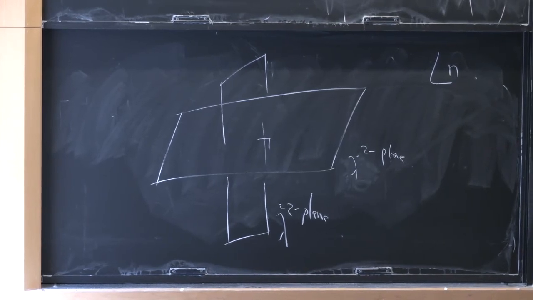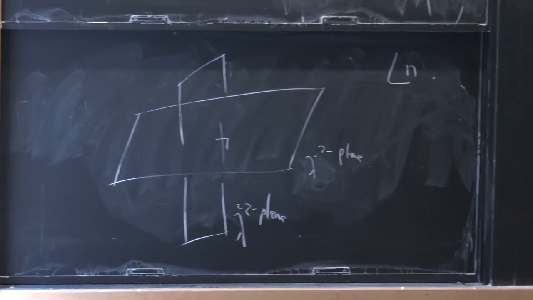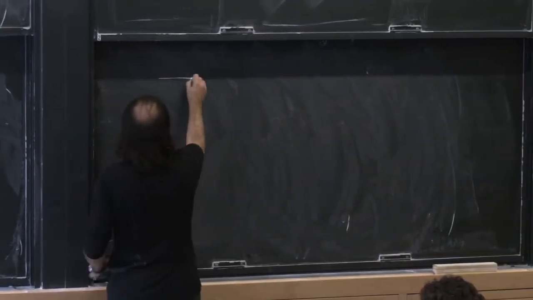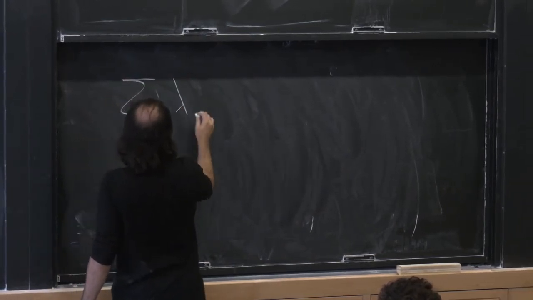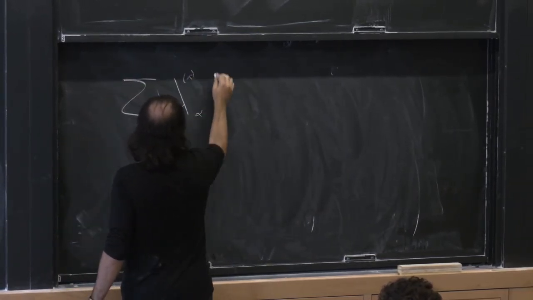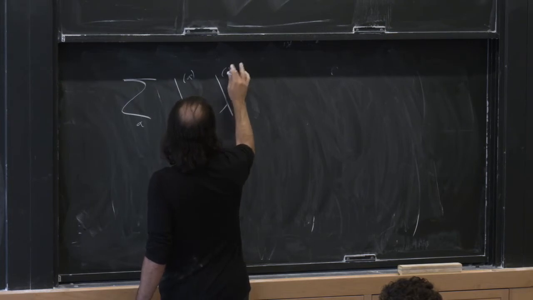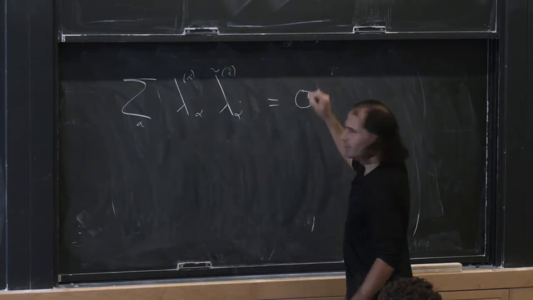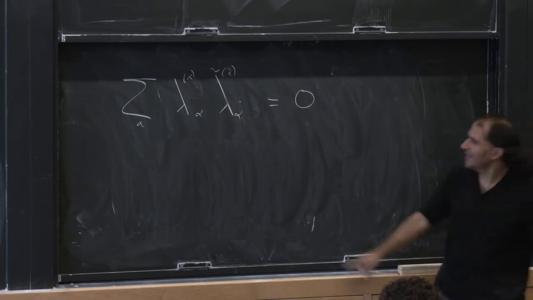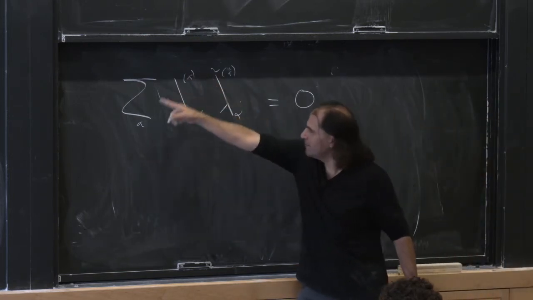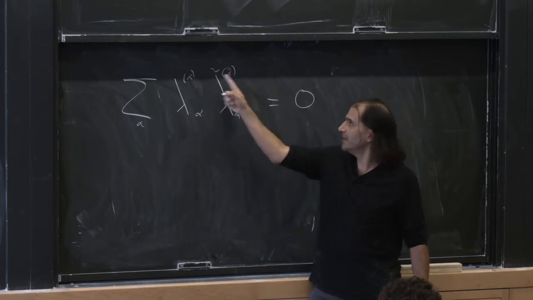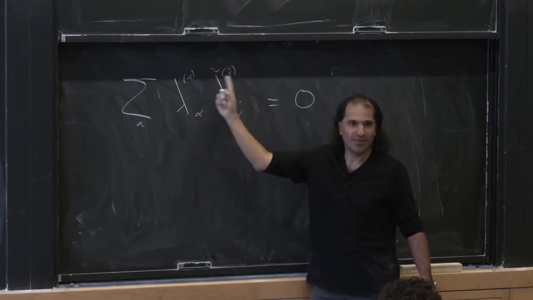Momentum conservation says that the sum of all the momenta, the sum over all the particle labels A, of lambda A alpha, lambda tilde A alpha dot, is equal to 0. But that means any vector in the lambda plane is orthogonal to any vector in the lambda tilde plane. That's the dot product, summing over A there.